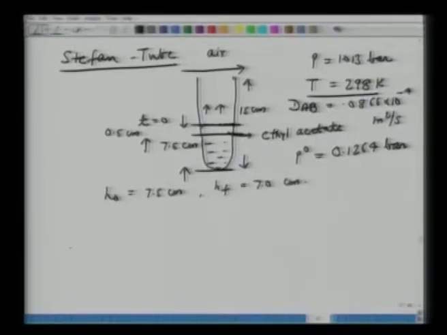Okay. So these are the two restrictions from here. That question is, how long will it take for this ethyl acetate level to drop from this level to this level. Now it drops because ethyl acetate evaporates, it comes to this air and air is swept.